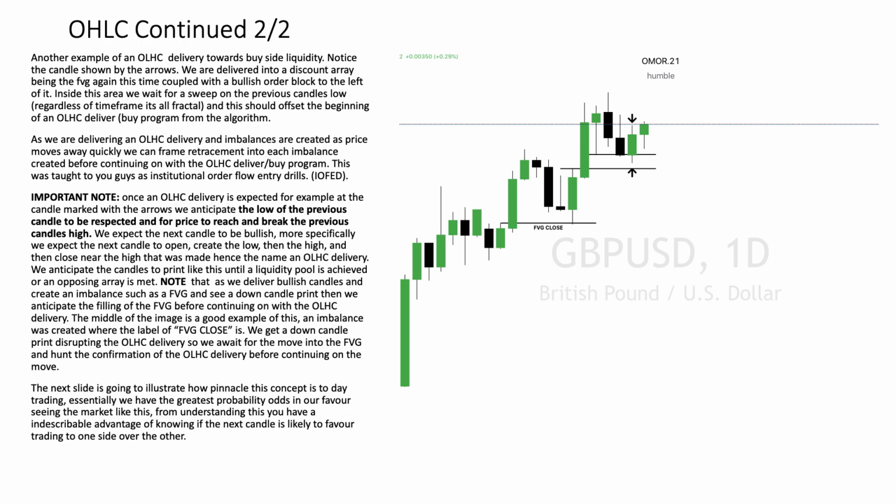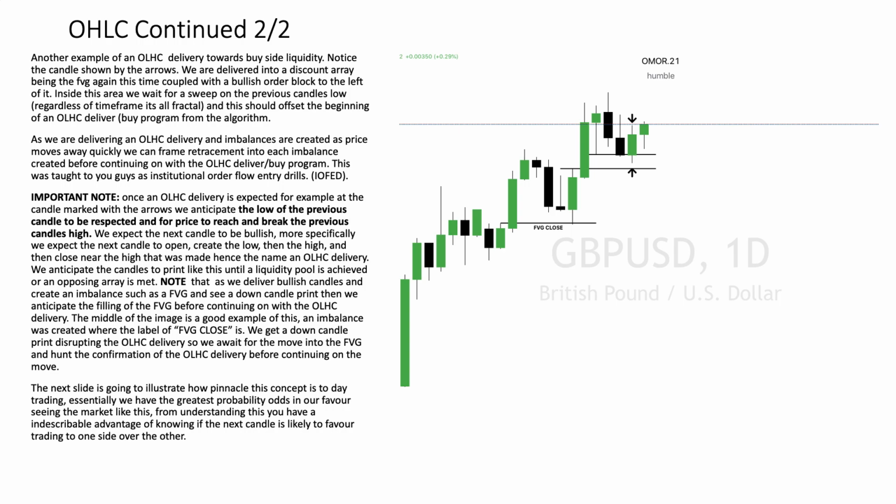An important note to make as well, once an open low high close delivery is expected, for example, at the candle that's marked with the arrows, we anticipate the low of the previous candle to be respected and for price to reach and break the previous candle's high. We expect the next candle to be bullish. More specifically, we expect the next candle to open, create the low, then the high, and then close near the high that was made, right? Hence the name of the open, low, high close delivery. We anticipate the candles to print like this until a liquidity pool is achieved or an opposing array is met.